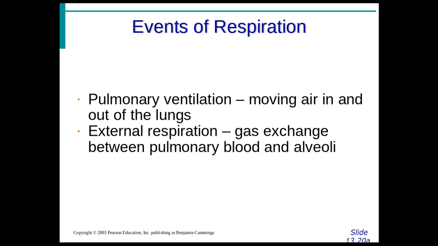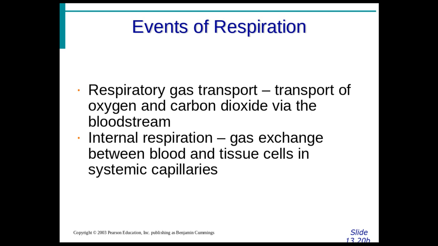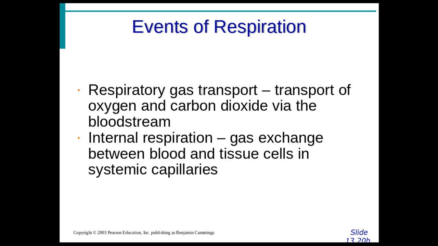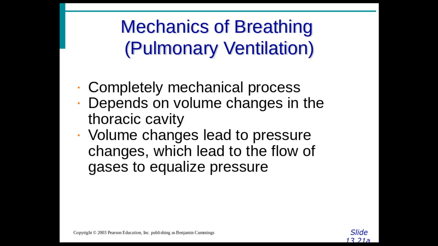As we get down to all of these respiration processes: respiratory gas transport is the transport of oxygen and carbon dioxide via the bloodstream. And internal respiration is the gas exchange between the blood and the tissue cells. So we go back to this one right here: this is the gas exchange between the blood and the alveoli, the lungs and the blood. Moving air in and out, that's the outside one. Then getting it into the bloodstream is respiratory gas transport. And the internal is the gas exchange between blood and the tissue cells in the capillary. So this is when it gets into the muscles and all that kind of stuff to give them the things that they need.